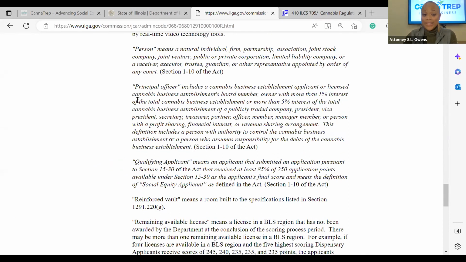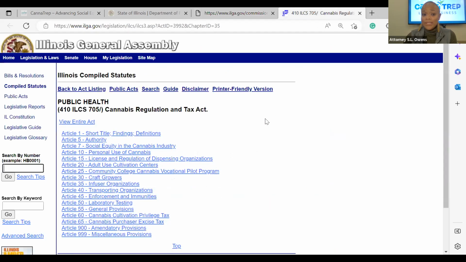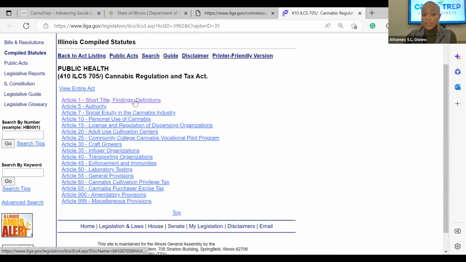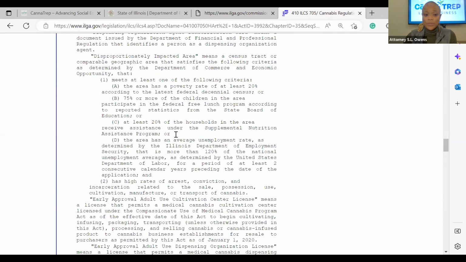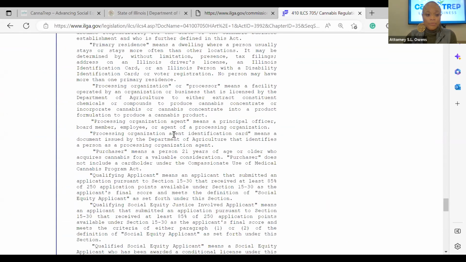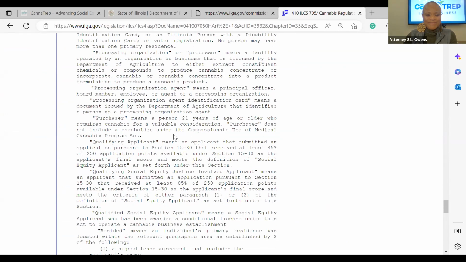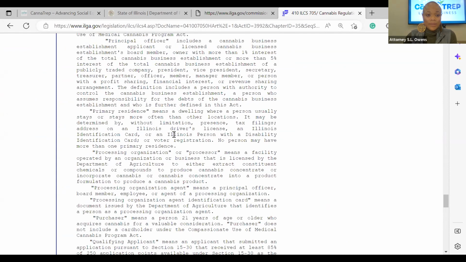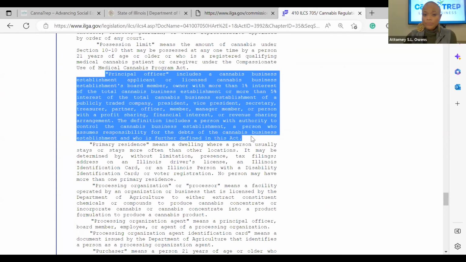So if I want to make sure that this is the same and that there's not more for me to know, that's when I'm going to pull up the Cannabis Regulation and Tax Act. And I'm also going to go to the definition section. And I'm also going to go and look at the definition of principal officer again. And this is how you organize like an attorney, making sure you understand the full scope here. LMNO, look at me. What's my alphabet? And you try to find principal officer.